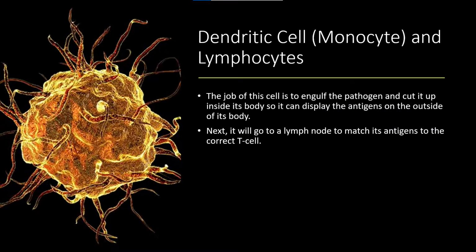The adaptive immune response begins with the dendritic cell. First, it engulfs a pathogen like a macrophage. Next, it cuts it up into pieces inside of itself, and it displays the antigens of the pathogen outside of its body. The next step for the dendritic cell is to go to a lymph node and match its antigens to the correct T cell.